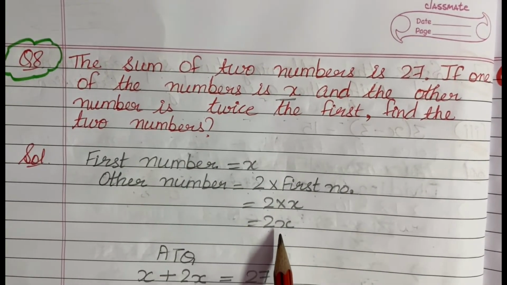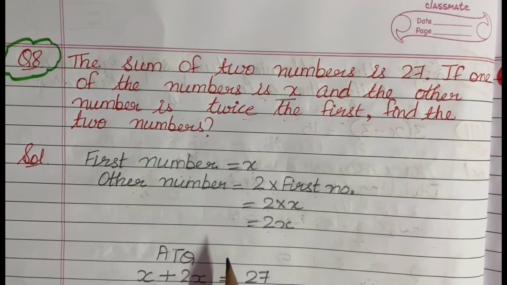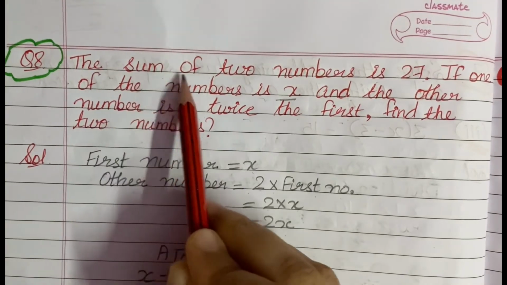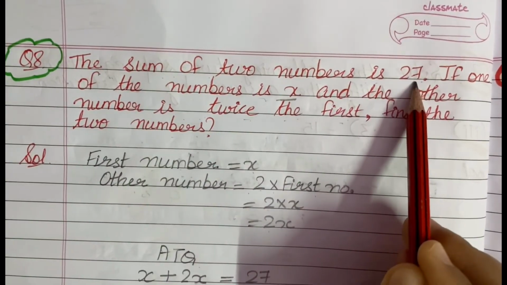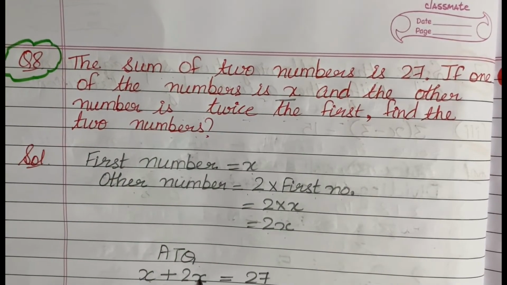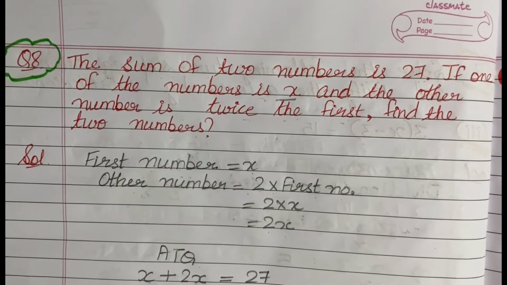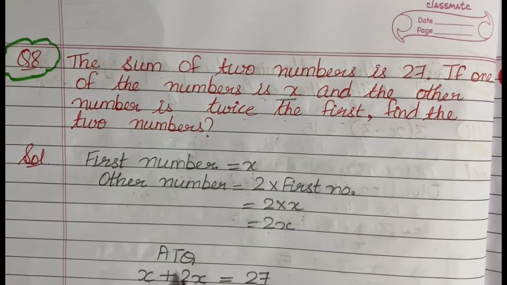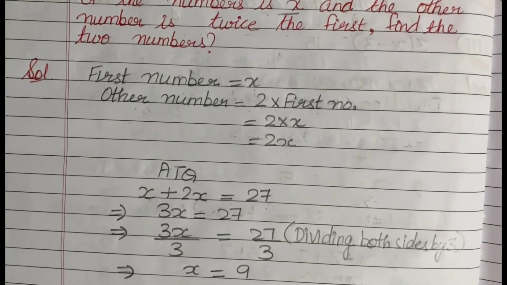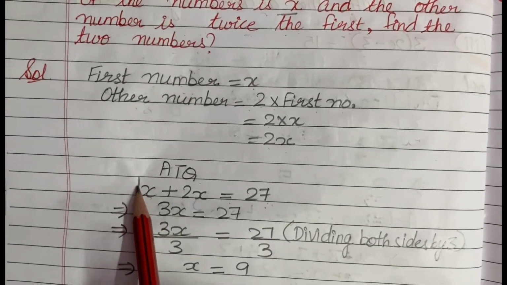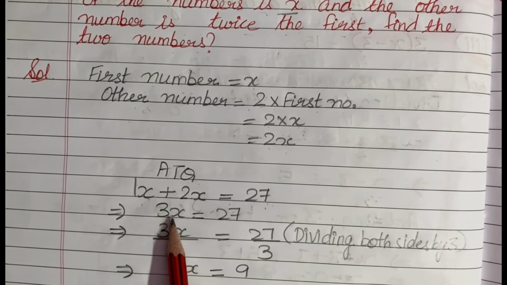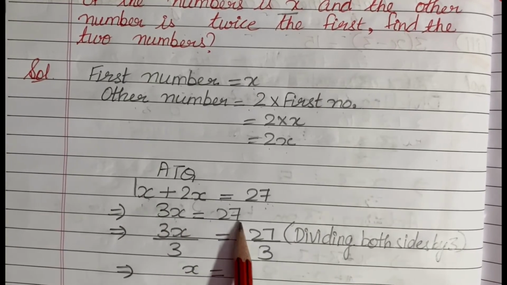Now students, according to the question, please read the first line of the question. It says that the sum of two numbers is 27. So that means first number plus second number is equal to 27. That is x plus 2x is equal to 27. Now x means 1x only. So 1x plus 2x will be equal to 3x. So 3x is equal to 27.